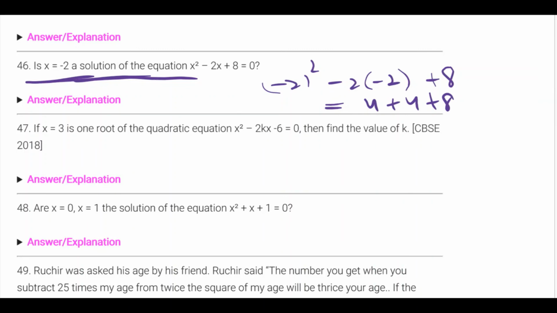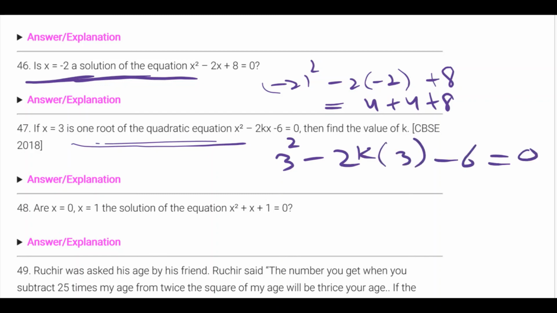47th one. If x equals 3 is one root of the quadratic equation, then find the value of k. x square minus 2k into 3 minus 6 equals 0. This is 9. 9 minus 6 is 3. 3 equals 6k, and k equals 1 by 2. So the answer is 1 by 2 for this.